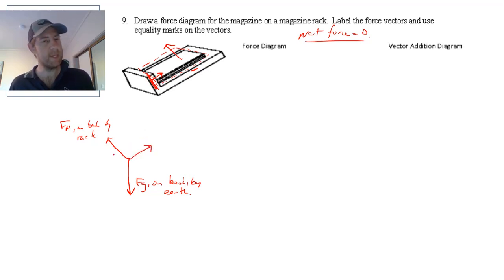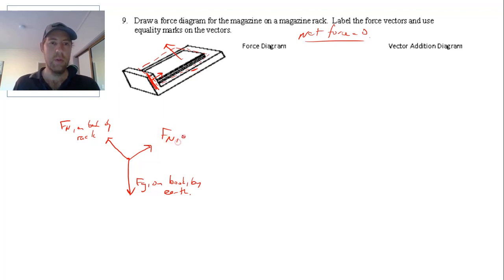Now I don't know how big these are, but I know when I draw my vector addition diagram, which is going to be a triangle, that they all end up in the same spot. So I've just drawn them in any size here, but I might have to change the sizes of them to make it work with the vector addition diagram.